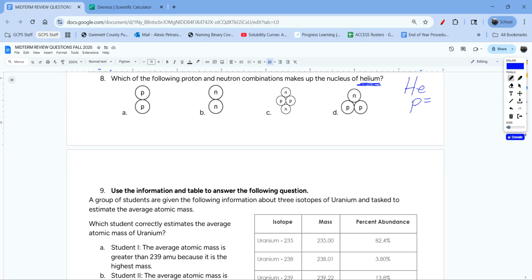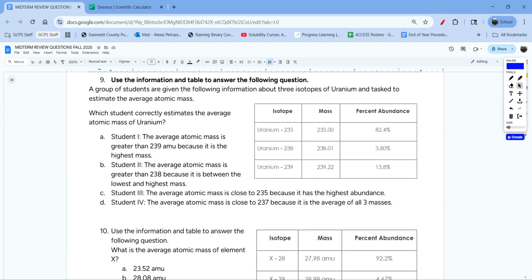The number of protons helium has is 2. The number of neutrons, it's not 4. It's going to be the mass minus the proton. So it's 2. So you're looking for something that has 2 protons, 2 neutrons, because you're looking at something that represents the nucleus. Protons and neutrons live inside the nucleus. Ooh, fun stuff.